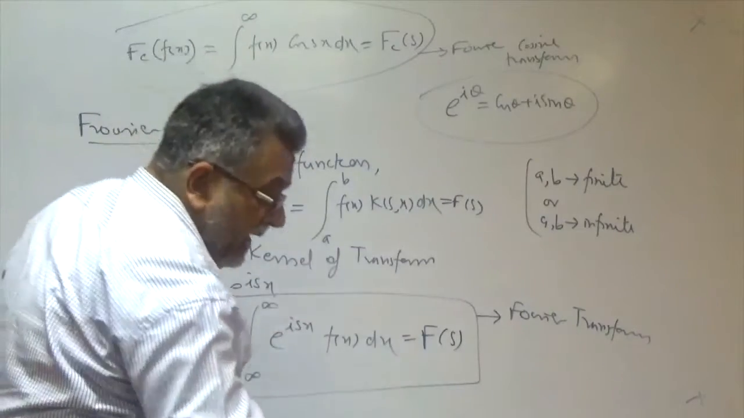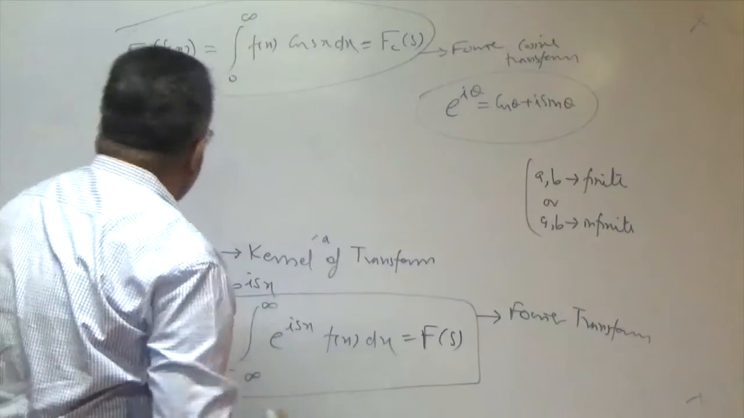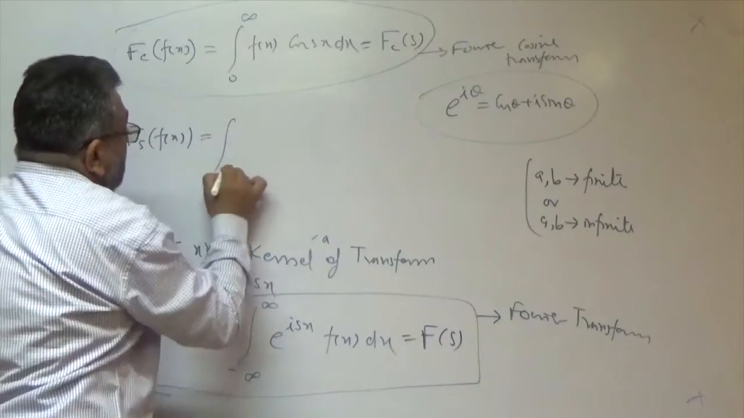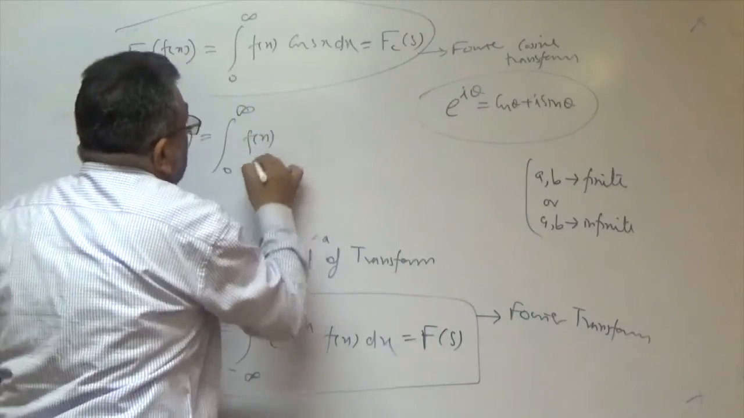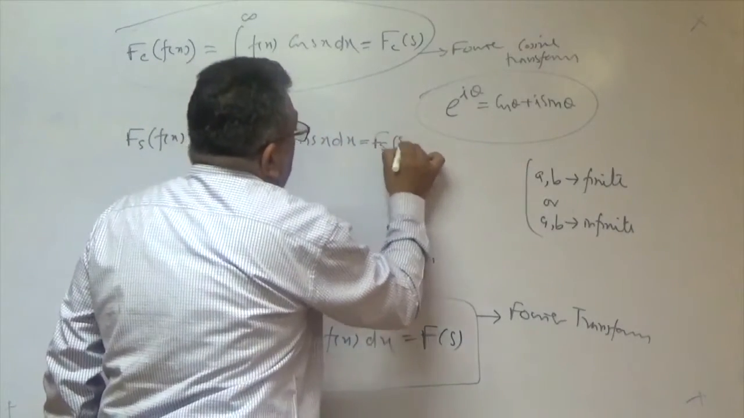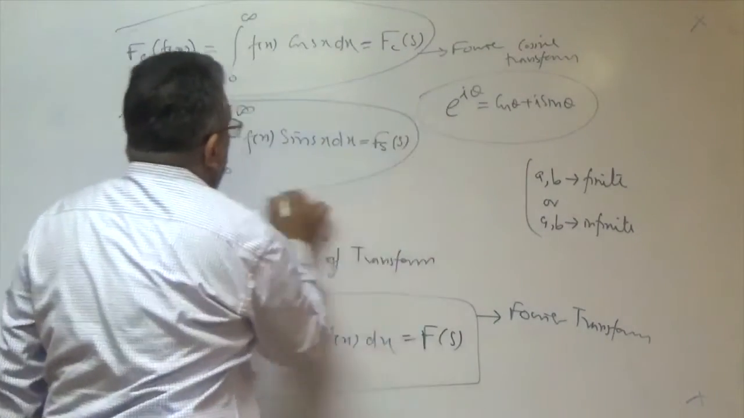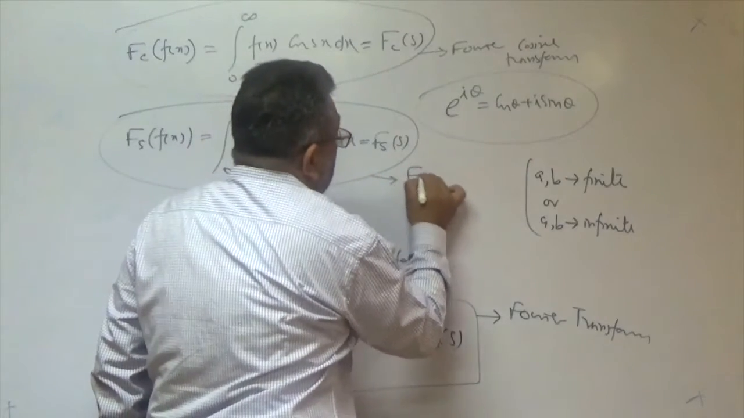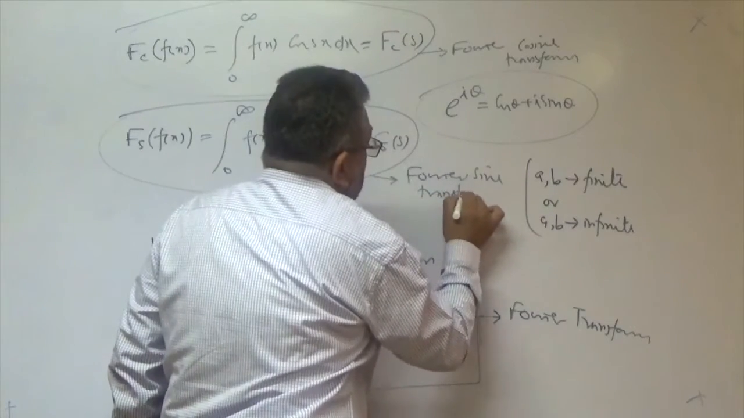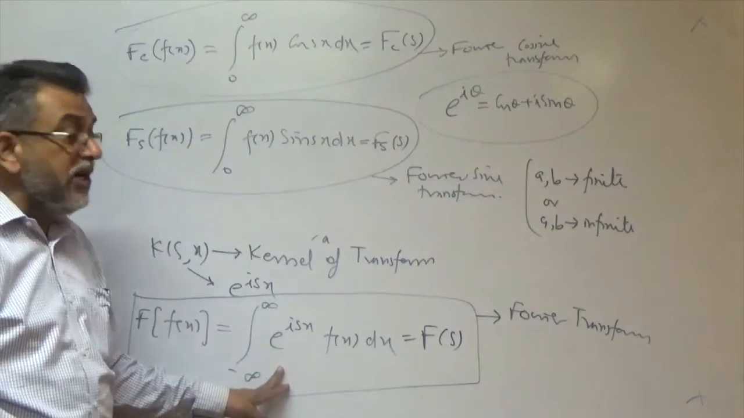If we take the imaginary part of this, then this is denoted by Fs of f(x). This is again the integral with limit 0 to infinity, f(x) into sin sx dx, equal to Fs(s). This is the imaginary part, and this is another transform, which is called the Fourier sine transform. All are infinite transforms. These are basically the three main definitions. This is the entire Fourier transform.